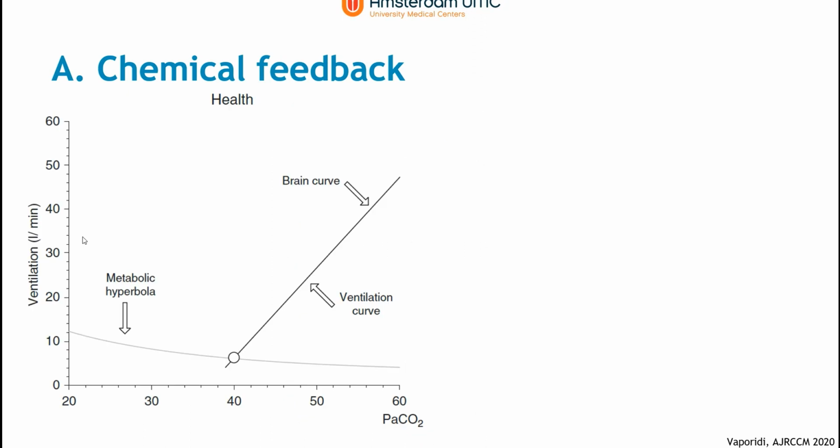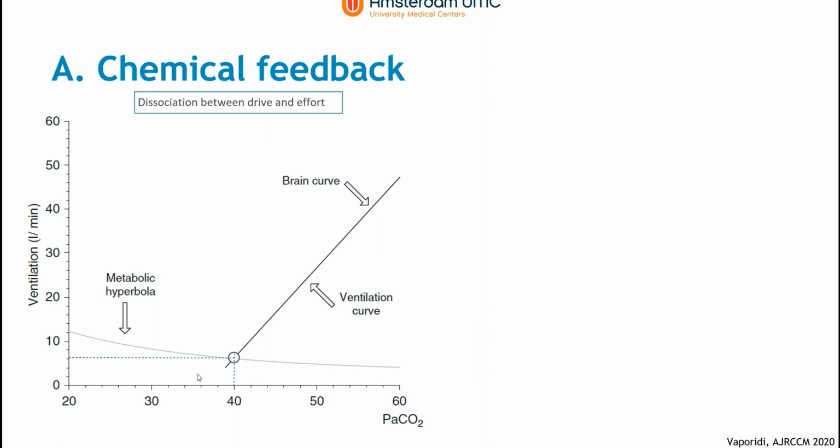Okay, now things get really complicated. So right here, you've already seen this. Minute ventilation versus arterial CO2, metabolic hyperbola, and at the crossing of the PaCO2 ventilation curve is the equilibrium. That is your actual CO2. So in this healthy subject, a minute ventilation of around 6 liters per minute results in a PaCO2 of 40 millimeters of mercury.